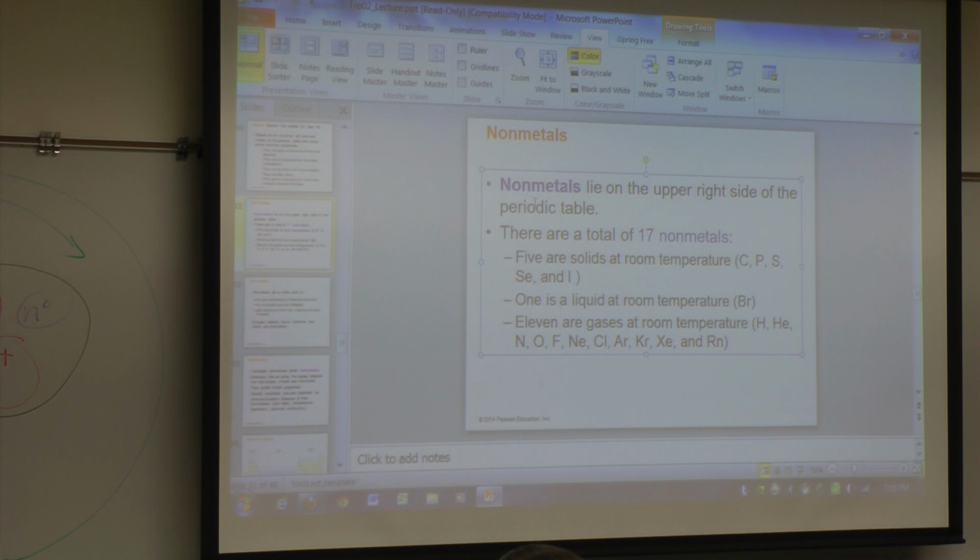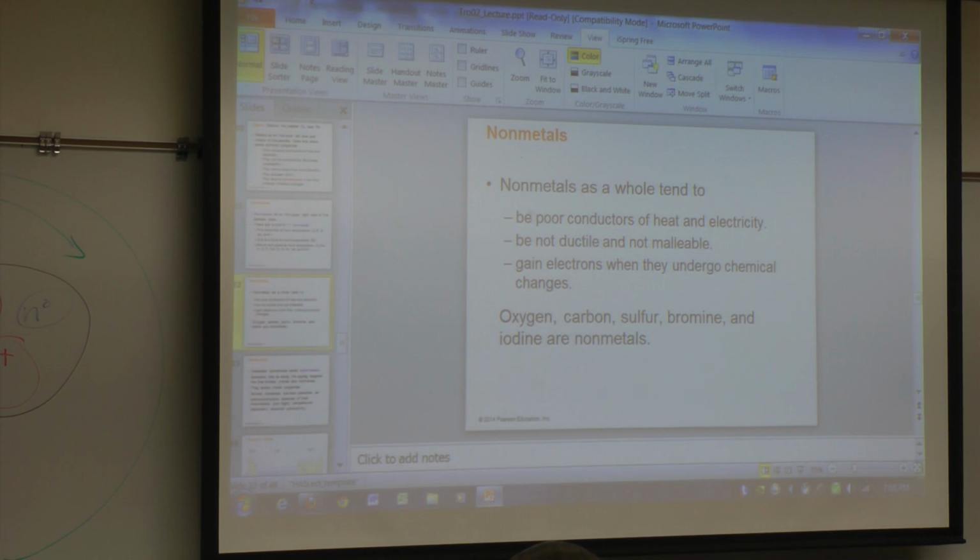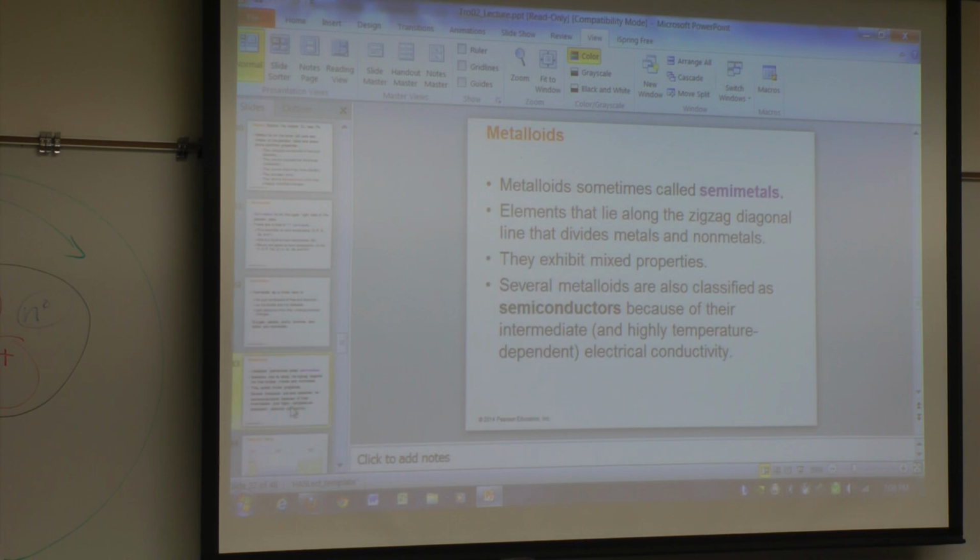So nonmetals are on the upper right-hand side. Therefore, they do not conduct electricity. You cannot pound them to make them ductile and malleable. You cannot draw them into a fine wire, and they tend to gain electrons when they undergo chemical changes.